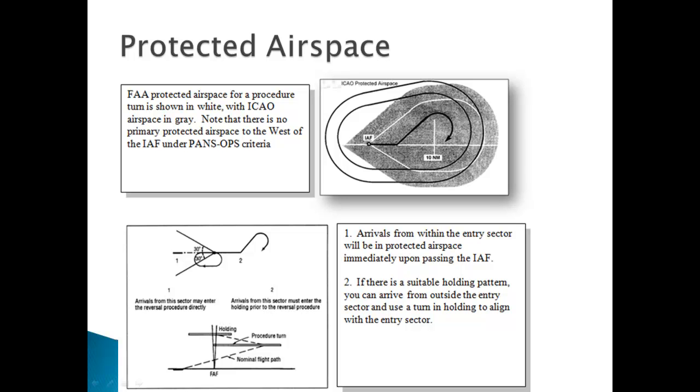Because of the way ICAO approaches are constructed, course reversal procedures must be entered from a track within 30 degrees of the outbound reversal track. Furthermore, you may not enter an ICAO procedure turn using the holding in lieu of the procedure turn technique. As depicted by the figure in the bottom left, planes that are coming from Sector 2 outside of a 30-degree intercept heading should enter for one turn in holding prior to commencing the approach.